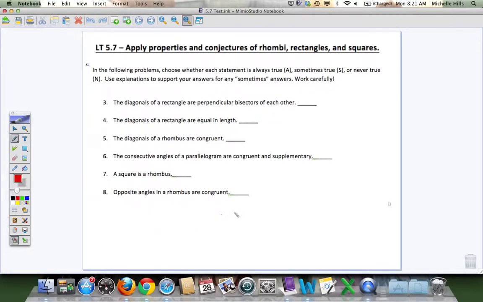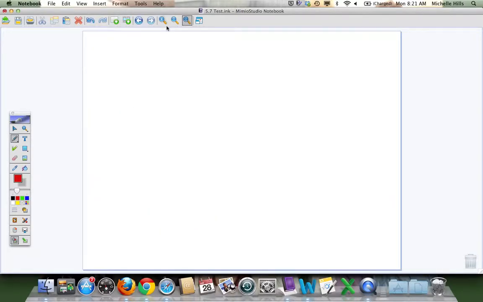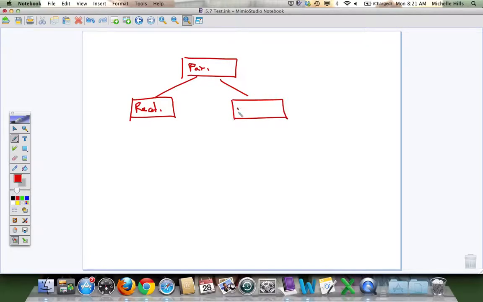So if I look at a general chart, and let me put in a new thing here, I've got a parallelogram, and I'm just shortening this up. Underneath parallelogram, I've got a rectangle, and I'm not doing the shapes for these, I'm just saying I've got a rectangle and I've got a rhombus. And then special forms of both the rectangle and the rhombus are a square.